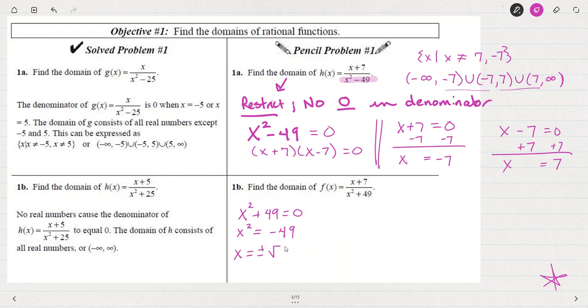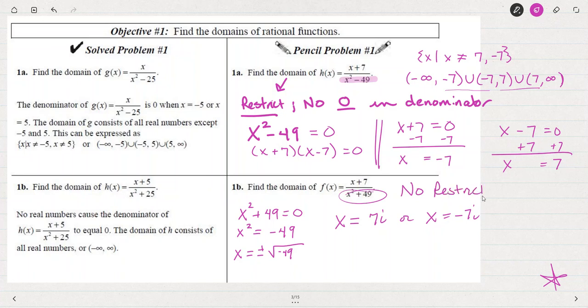we do x equals plus or minus the square root of negative 49. So what we're getting here is imaginary numbers. x is 7i, or the opposite of 7i. When we set this denominator equal to 0, we don't get any real numbers. So what does that tell us? It tells us that there's no restrictions on the domain.